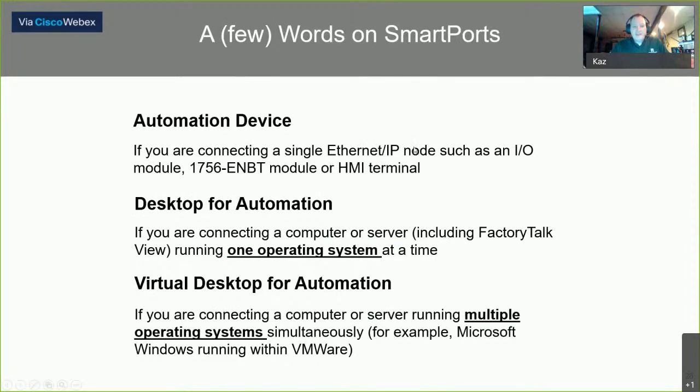We've got automation devices. If you're connecting a single port automation device onto a Stratix, you would use automation device for that. So ENBTs would be that. A PanelView with one port on it would be that. An Ethernet IO, a 1794 AENT, would be an example of that. Desktop for automation would be like a programming terminal that has one operating system, including FTView. Virtual desktop for automation is what I have here. That would be a computer running multiple operating systems. I have a host operating system and a virtual operating system, so virtual desktop for automation is what should be configured for this PC to talk to that Stratix.